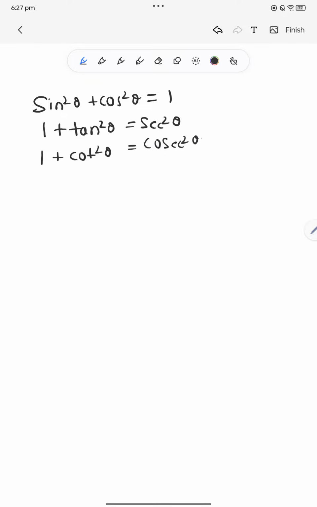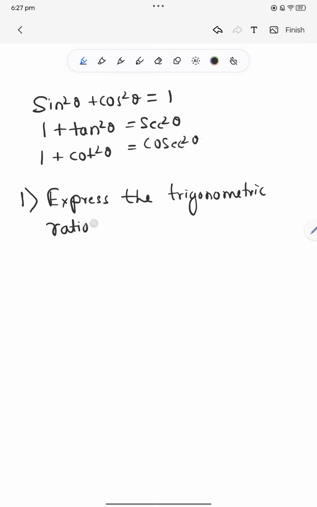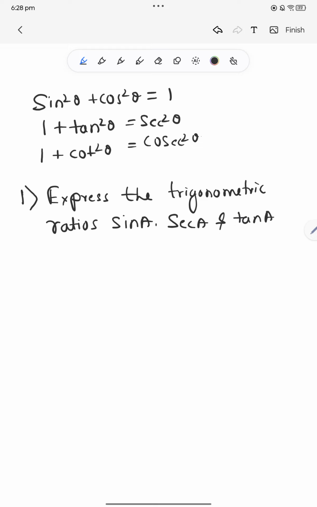Let us solve the exercise questions. The first type of question we can expect from this exercise: Express the trigonometry ratios sin A, secant A and tan A in terms of cot A. Let us solve the questions.